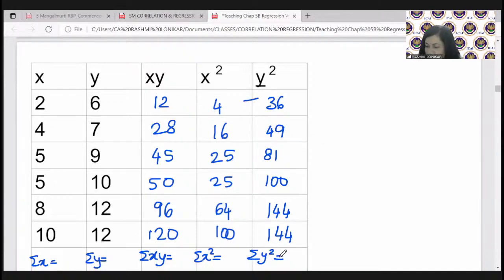Okay, Kushi, I hope now you are able to understand and you are not worried now, right?